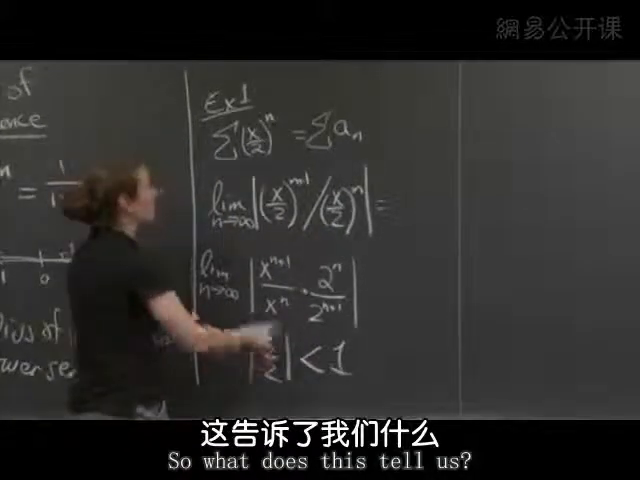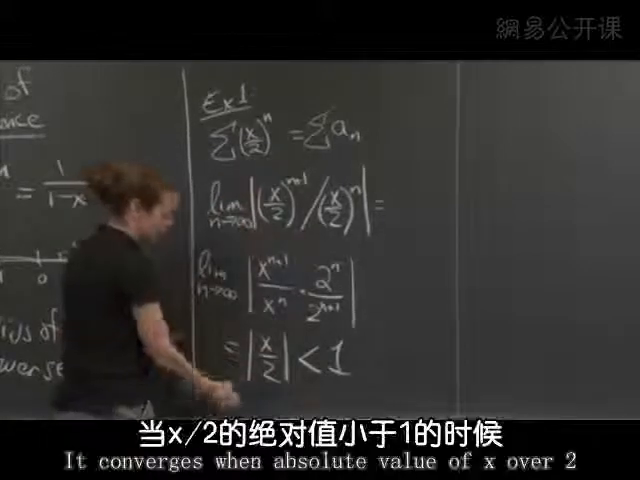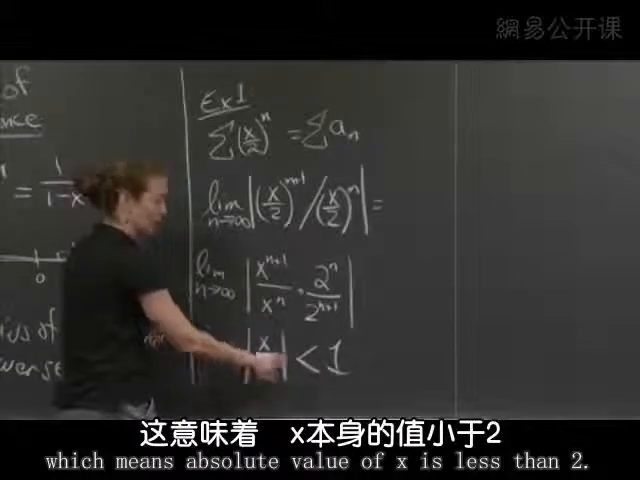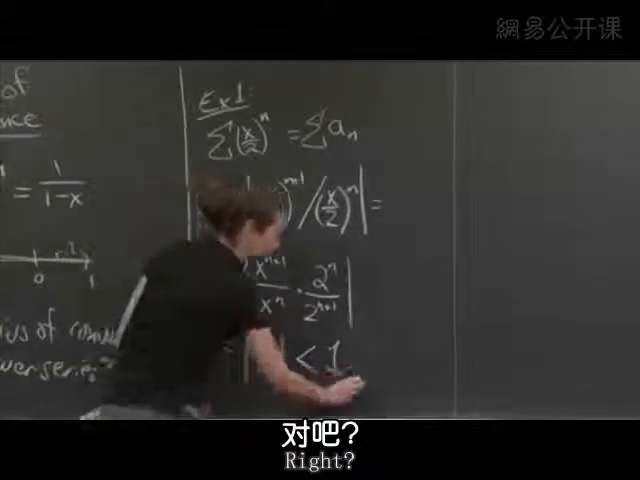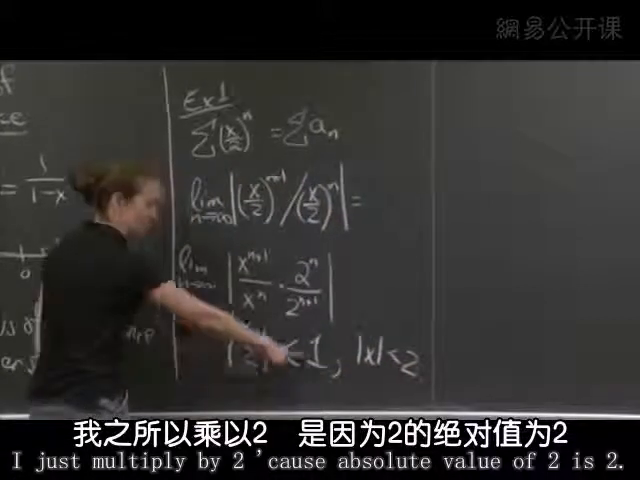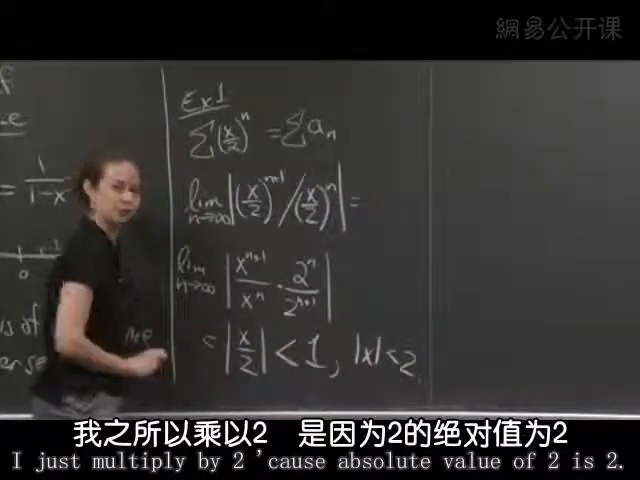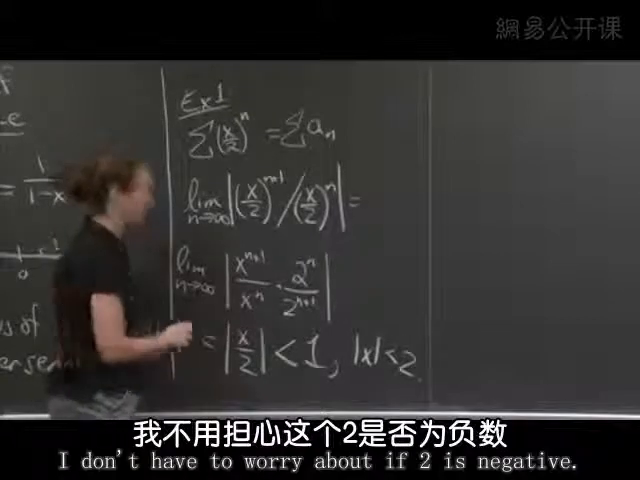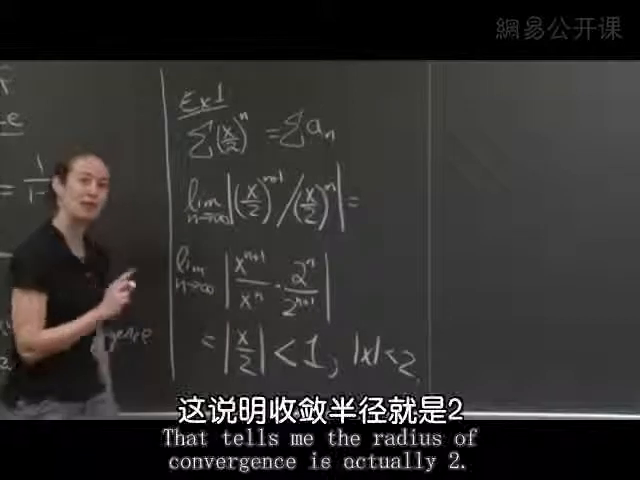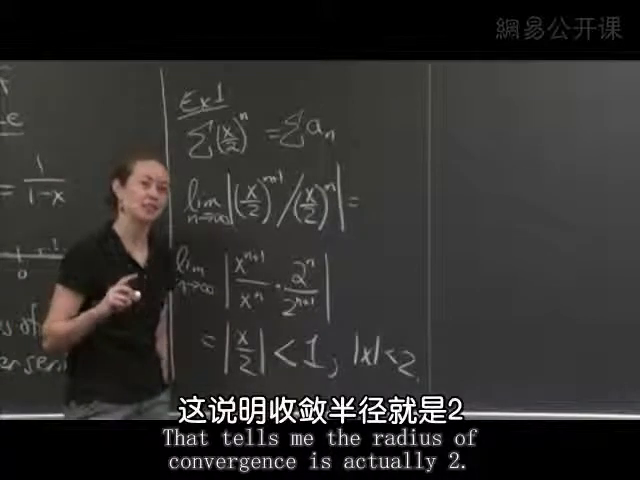So what does this tell us? Where does this converge? It converges when absolute value of x over 2 is less than 1, which means absolute value of x is less than 2. I just multiply by 2 because absolute value of 2 is 2, so I don't have to worry about if 2 is negative. Okay, so absolute value of x is less than 2. That tells me the radius of convergence is actually 2.